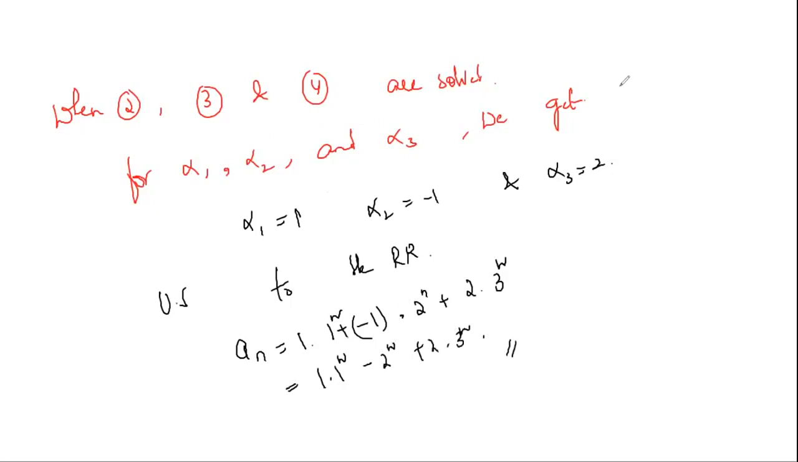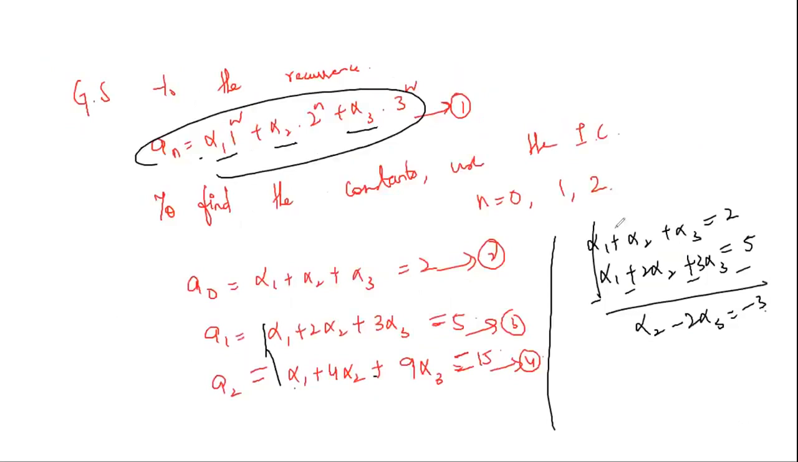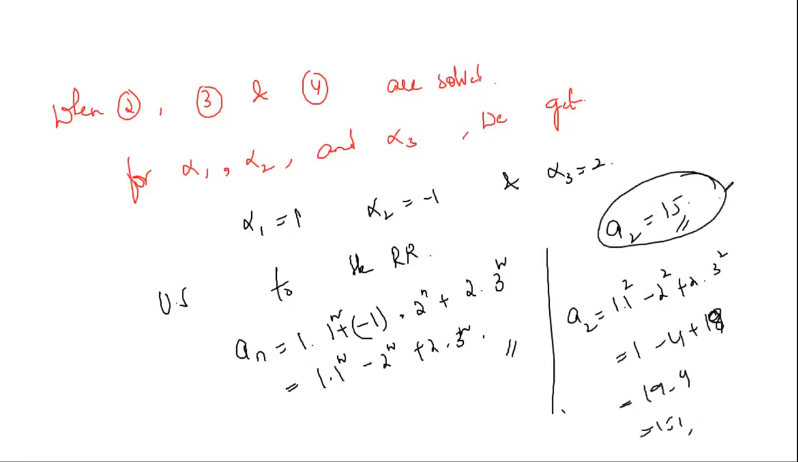Now to verify, I've already shown you the method. A2 is 15, so let's check for A2. A2 will be 1 into 1 square minus 2 square plus 2 into 3 square. So 1 minus 4 plus 2 into 3 square, which is 18, so 19 minus 4, which is equal to 15, which is what our initial condition is.